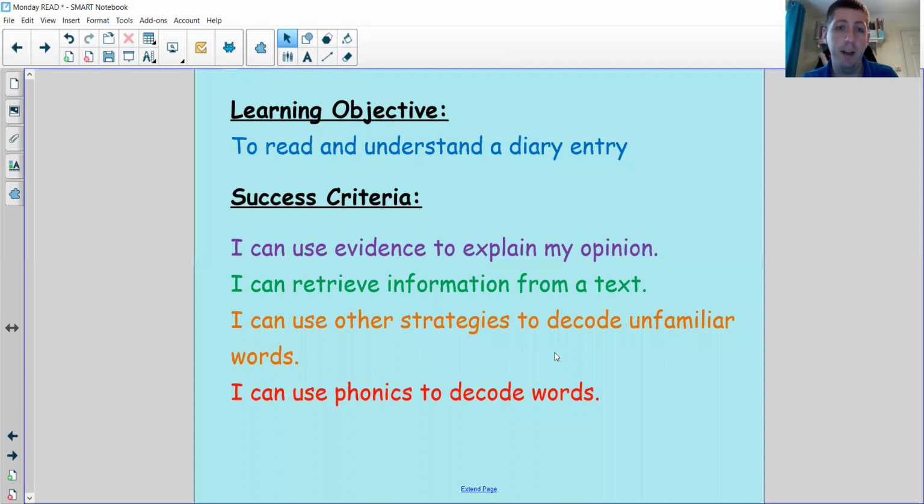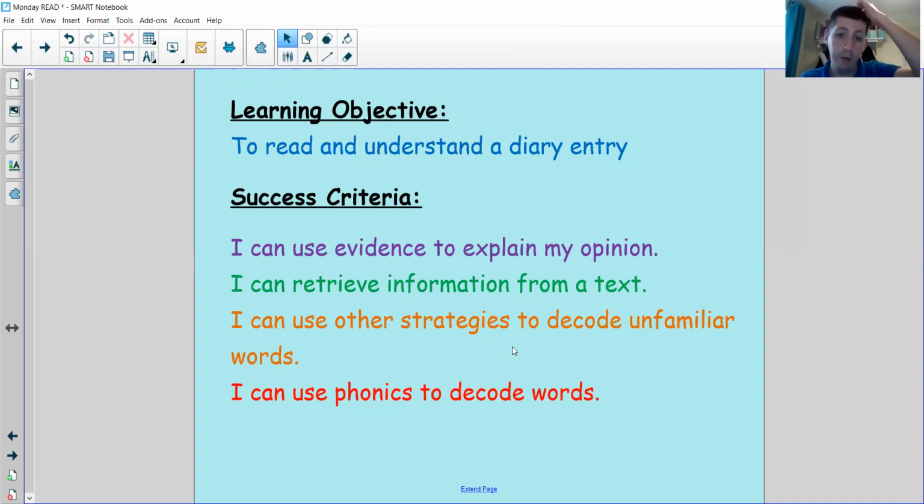So our objective today is to read and understand a diary entry. We looked at letters last week, and they're very similar to diary entries, except a diary is written to yourself. You write it for your own benefit so you can remember things that you've done in the future. So we're going to read a diary entry today, and we're going to see if we can answer some questions about it.